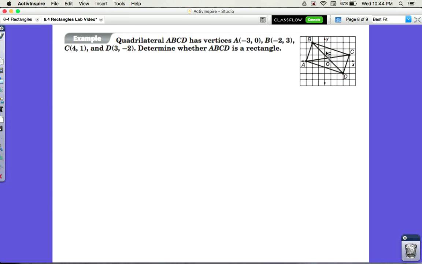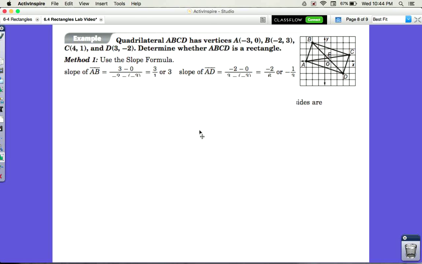find the slope. If you're going to use slope formula, you have to find the slope of AB, BC, CD, and AD. You need AB's slope to be the same as CD's slope. You need AD's slope to be the same as BC's slope. If I find those slopes, I find that AB's slope is the same as CD's slope using slope formula. They're both 3. I also found that AD's slope is the same as BC's slope.